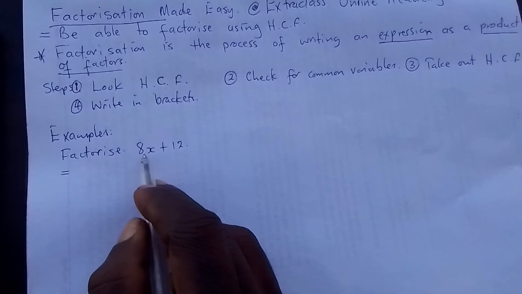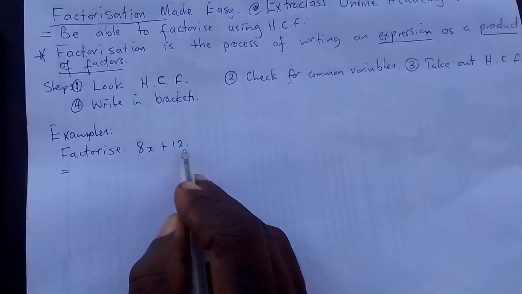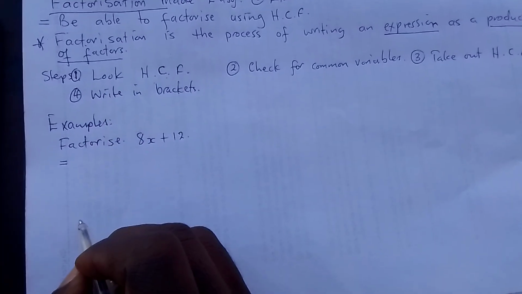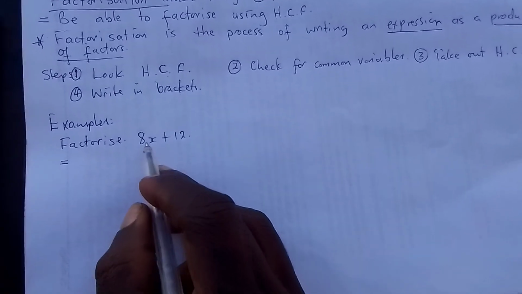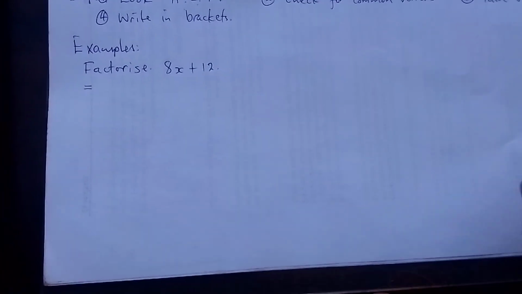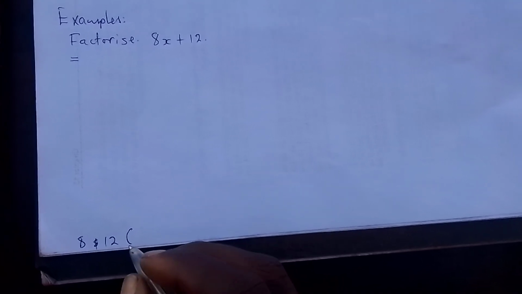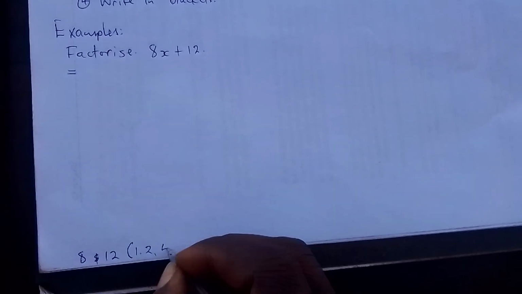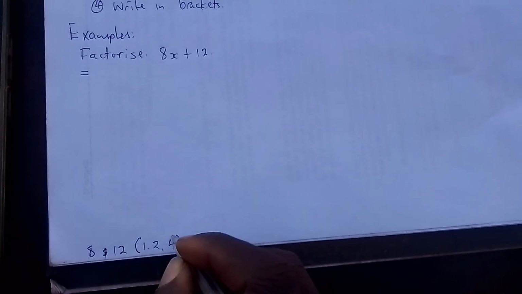Alright, saka tiri kuti 8x plus 12. Step number 1, look for the highest common factor. Highest common factor yedu tikuda number hombe inopinda muna 8 nemuna 12. Saka tina 8 and 12. Tikuda our common factors. Ma factors ma number anopinda muna 8 nemuna 12 handiti asingasiye remainder. Now, tikuda kuti tia list tina 1, tina 2, tina 4. Ndo chete. Saka 4 is our highest common factor.